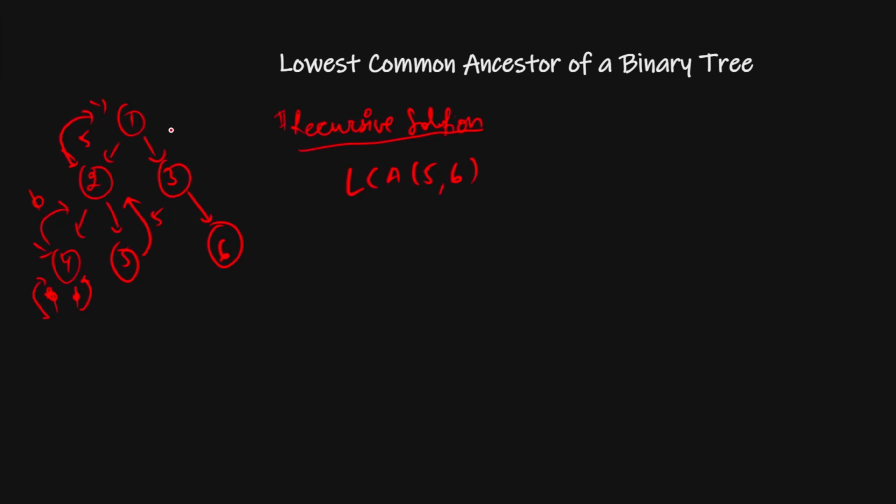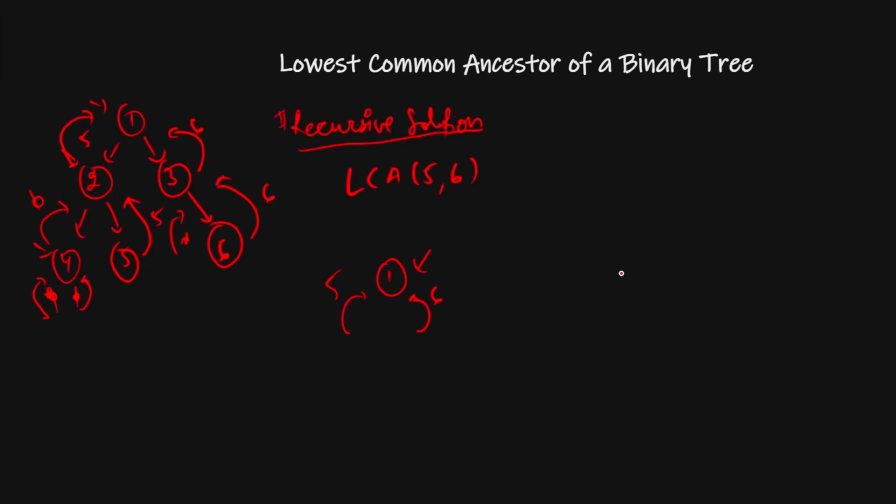So I will go to its right. From its right, this left will return null, and this right will return 6. So from here, this is my not null, so I will return the not null value. This is 6. So from here, for node 1, from here it comes 5 and from here it comes 6. So this will be my lowest common ancestor of the binary tree.